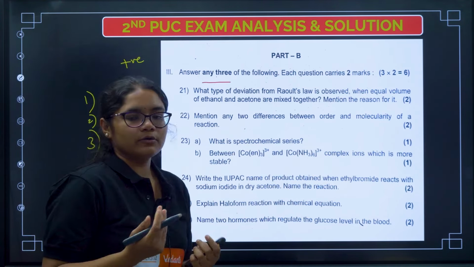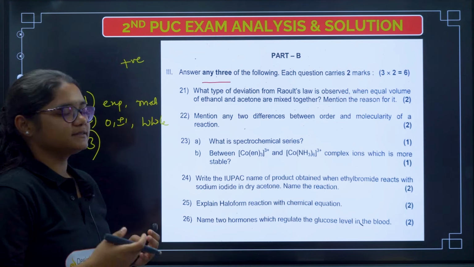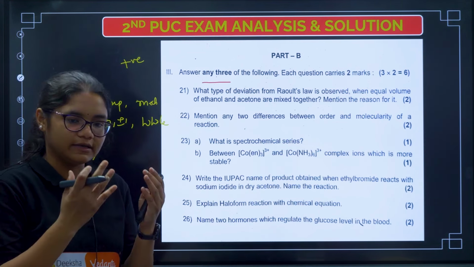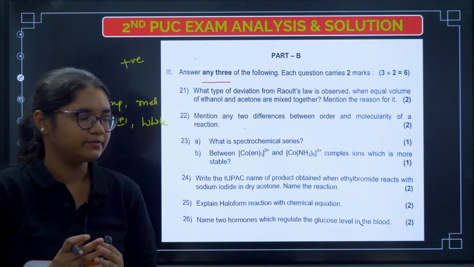Next question, what is spectrochemical series? Spectrochemical series is the decreasing order of ligands based on their field strength.